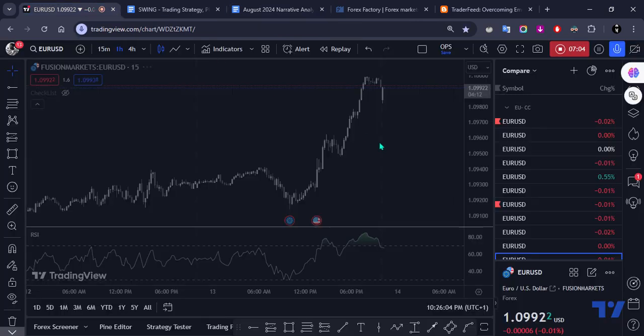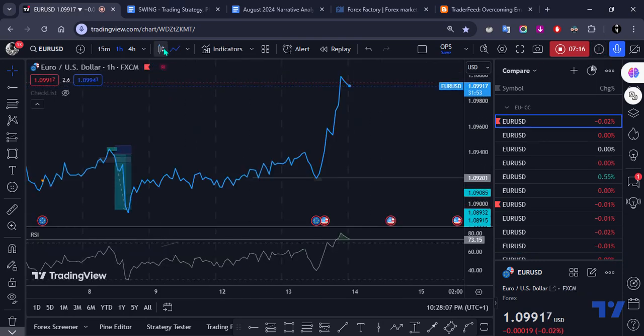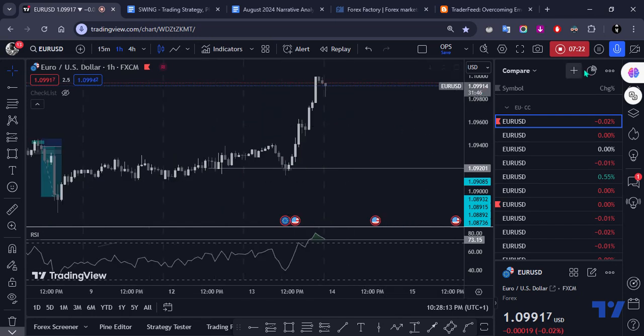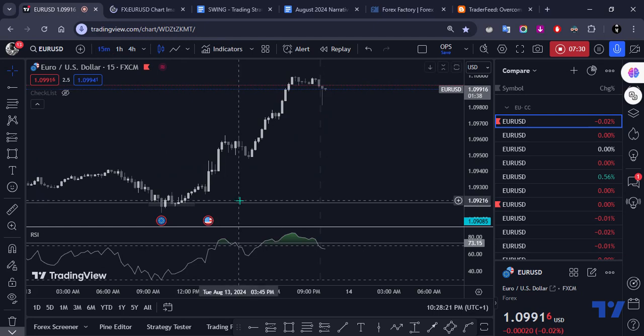Now let's do this. For the record, I have the low here, then the bounce at this level. Let's take the screenshot for the record, in case we miss this again, for us to learn from it.